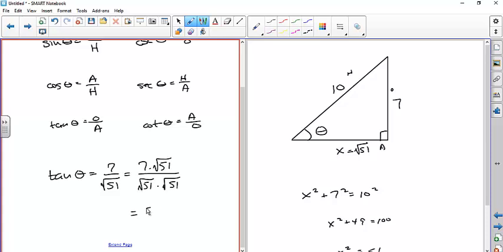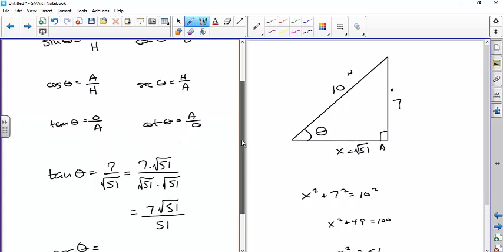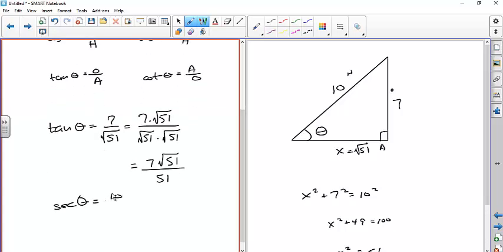So that leaves 7 times the square root of 51 in the numerator, and the square root of 51 times the square root of 51 is 51. So that's the tangent, and the secant of theta is the hypotenuse over the adjacent. So again, I multiply and divide by that, so I get 10 times the square root of 51 over 51.